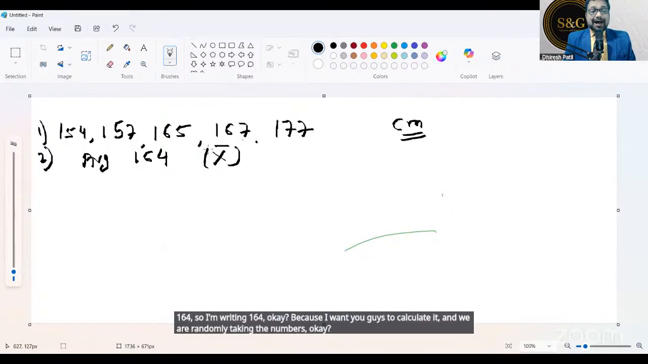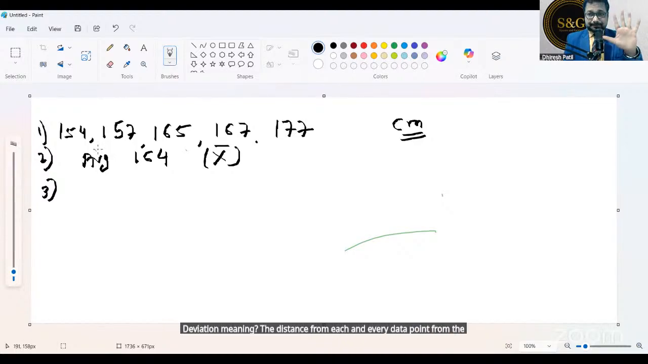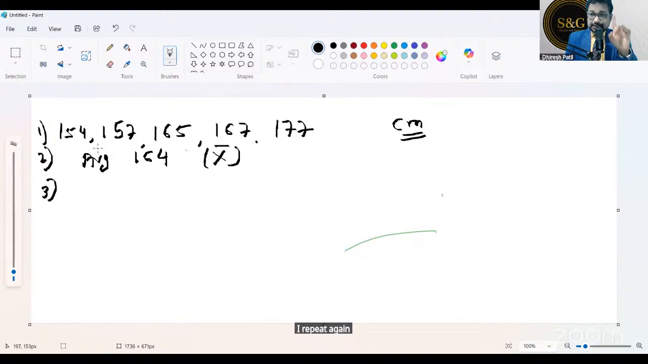Okay, now what do we do? Now we will calculate the deviation. Okay, how do we calculate the deviation? Let me give you the deviation. Deviation meaning the distance from each and every data point from the mean. I repeat again. Distance of each and every data point from the mean.